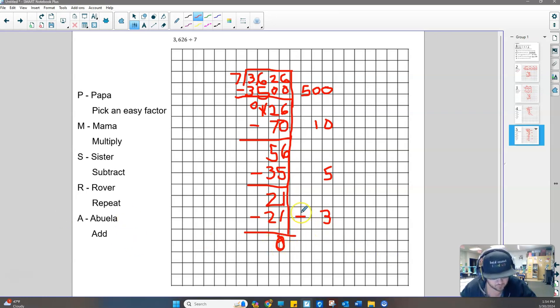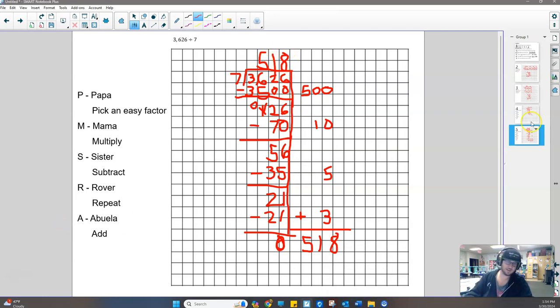Abuela tells me to add. 0 add 0 add 5 add 3 is 8. 0 add 1 is 1. 5 add nothing is 5. This is 518.